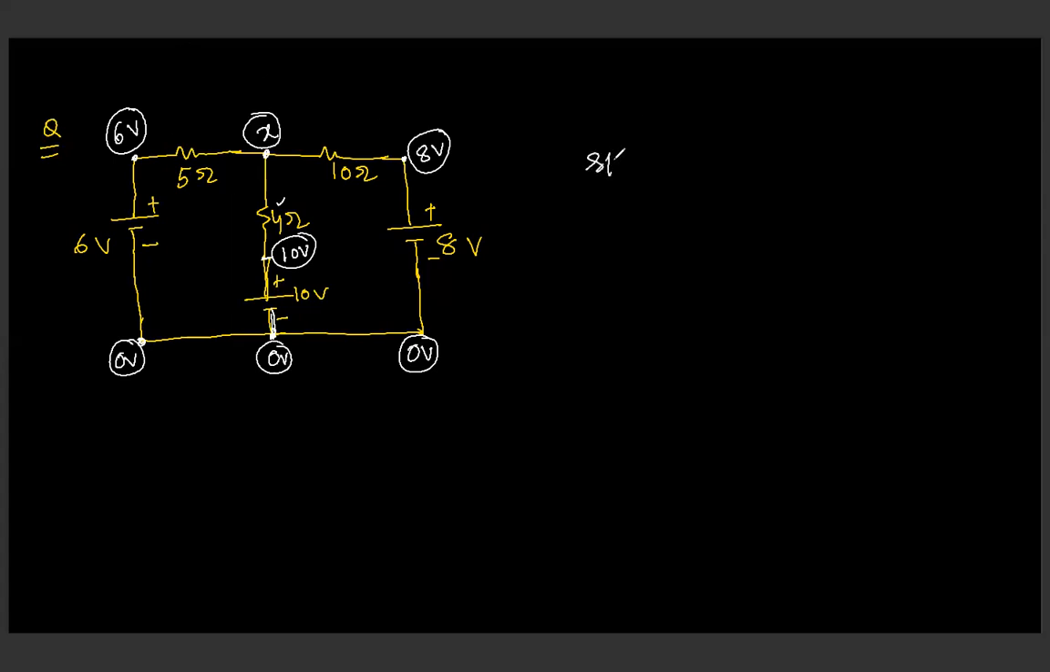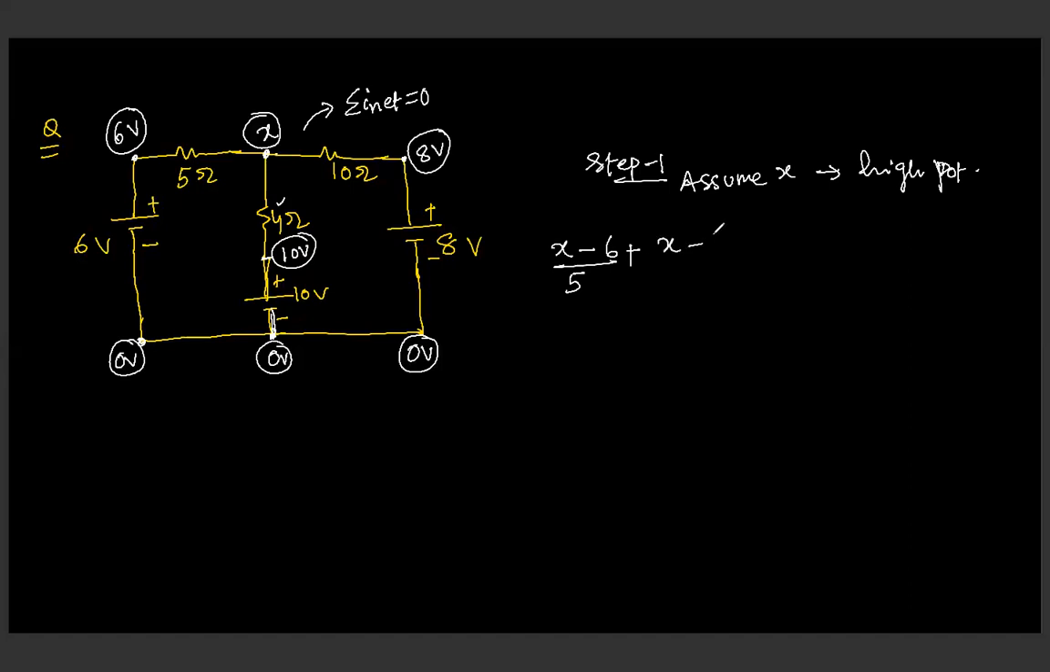So in this case, my first motto is to find out the unknown potential. Step 1, assume X as the high potential. Right? And as we know that the net current at this junction should be equal to 0. 0 means we can write (X minus 6) divided by 5 plus (X minus 10) divided by 4 plus (X minus 8) divided by 10. That's all. Because only 3 branches are originating.